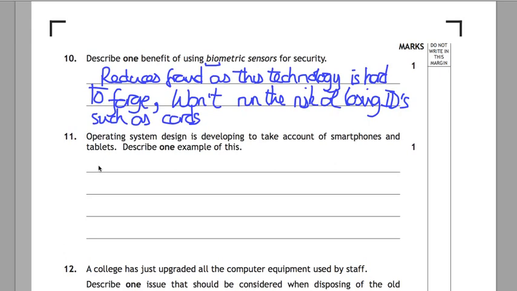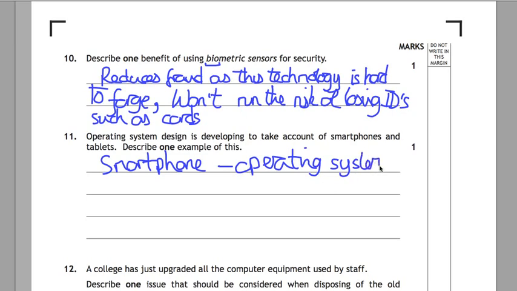So for a smartphone, the operating system must have low hardware requirements.